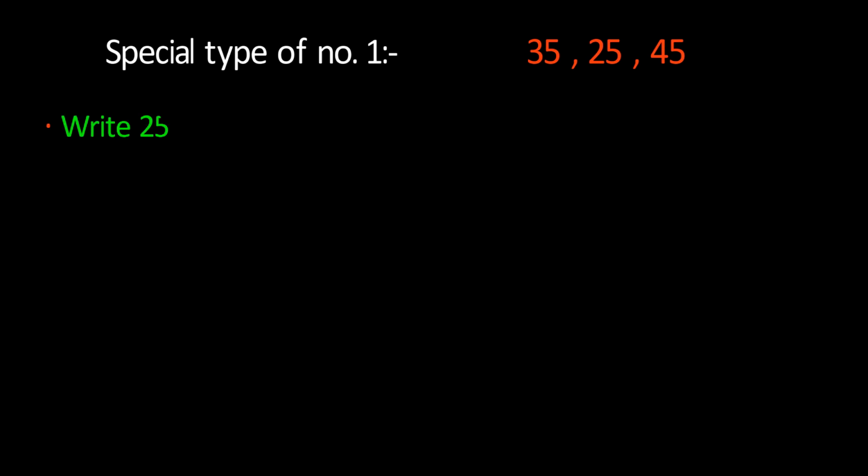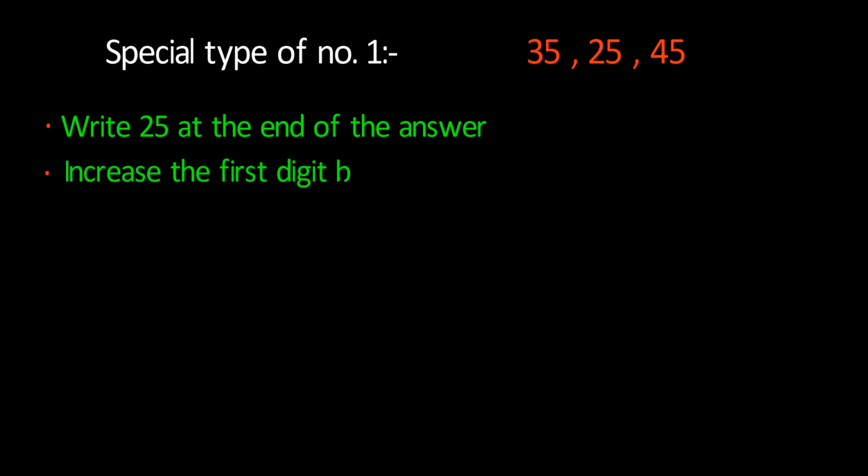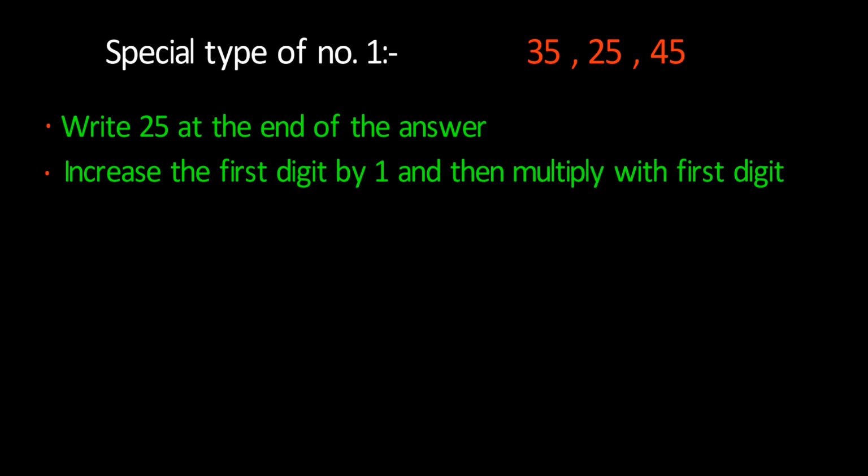There are some special types of numbers. For example, 35, 25, 45, etc., because these numbers end with 5. Now the rule for this type of number is, first step, write 25 at the end of the answer. Step 2, increase the first digit by 1 and then multiply with the first digit and we get our answer.